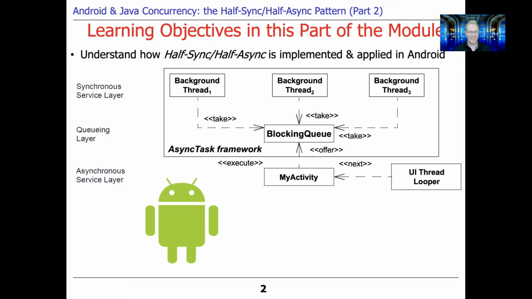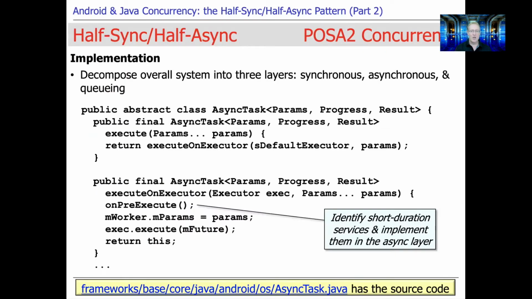So in particular, the AsyncTask framework, which is the Android part we're focusing on, leverages the underlying Executor framework from the Java concurrency world in order to do the thread pooling. So we'll start by talking about the overall approach to implementation. We're going to be decomposing the system into 3 layers: the synchronous part, the asynchronous part, and a queuing part. And the way you first start by doing this is by identifying operations that don't take very long to run, and then implementing them in the async portion of the pattern.